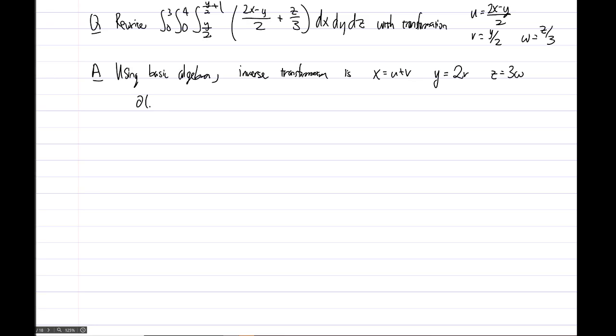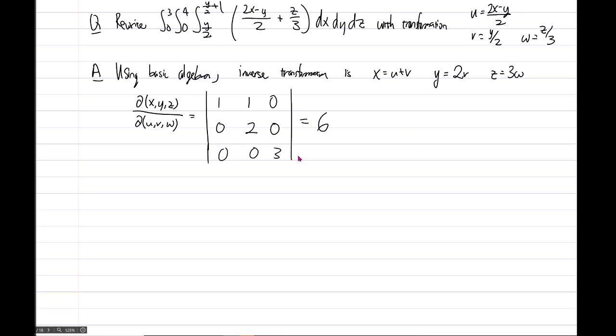Now, let's write out the Jacobian. So partial derivative of x, y, and z with respect to u, v, and w. So we have a 3 by 3 determinant. And first row, partial derivative of x with respect to u, v, and w. So 1, 1, and 0. Then partial derivative of y with respect to u, v, and w. So 0, 2, 0. Partial derivative of z with respect to u, v, and w would be 0, 0, and 3. And we won't work through all of the determinant calculation, but you'll get the number 6.